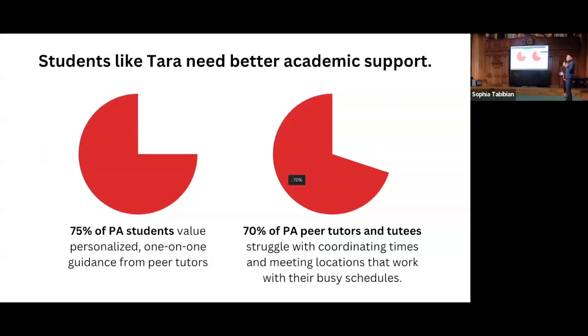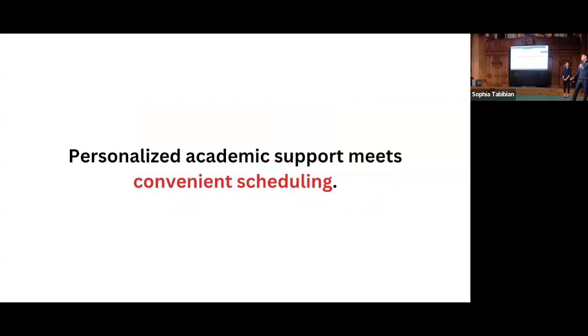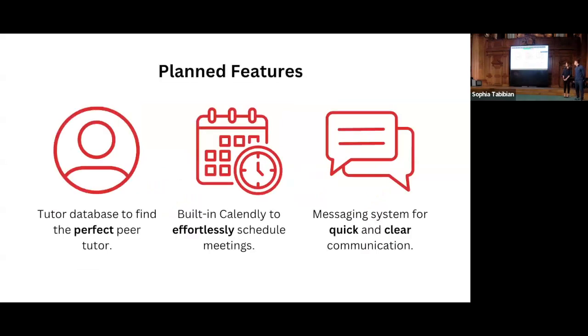Students like Tara clearly need more academic support, and 75% of PA students value personalized one-on-one guidance from peer tutors. But similar to Tara's situation, 70% of PA peer tutors and tutees struggle with coordinating times and locations to meet. We are the solution. Conference is the place where personalized academic support will meet convenient scheduling, and we do this with 3 main features. So what are Conference's 3 main features?